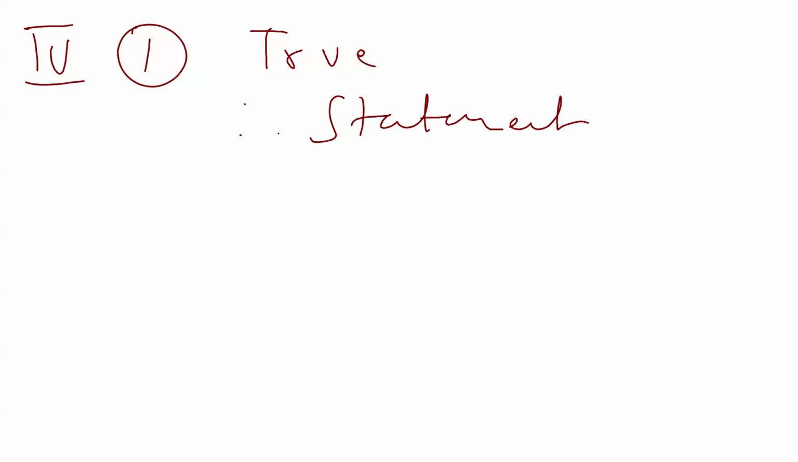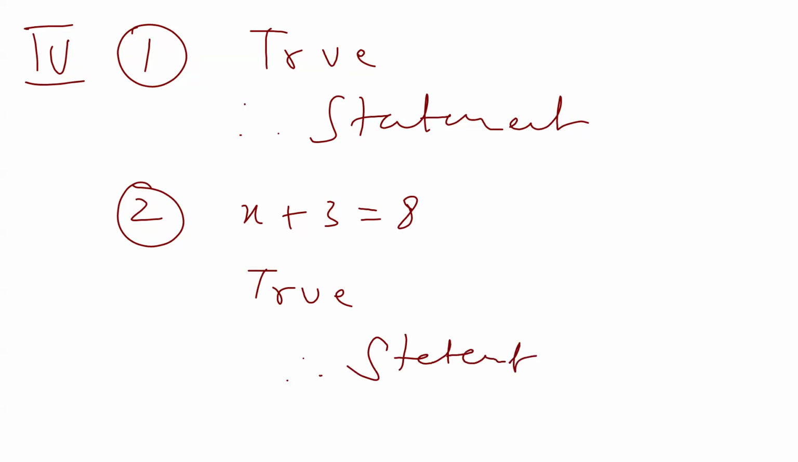Next one. X plus 3 equal to 8. X is a variable. So it's true. Therefore, a statement. 3 and 8 are constants, x is a variable.